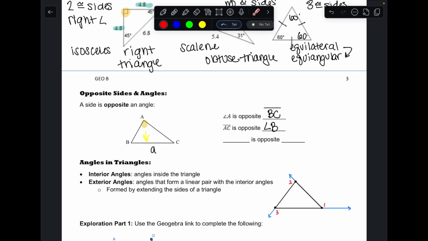And then our last one is angle C. If we look here at angle C, it is opposite of, if we go right across the triangle, AB. And again, notice how AB doesn't have the letter C in it. It doesn't include the vertex. And then, of course, we could call all of these sides little a, little b, little c.